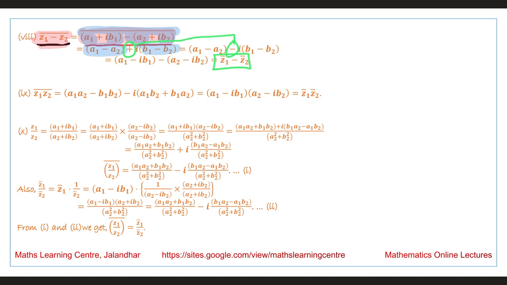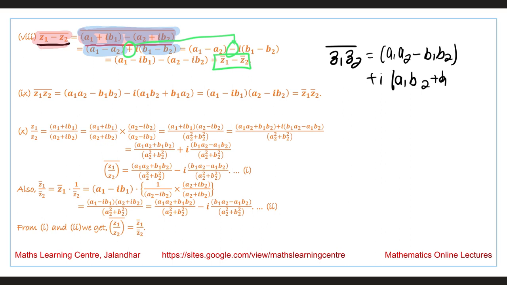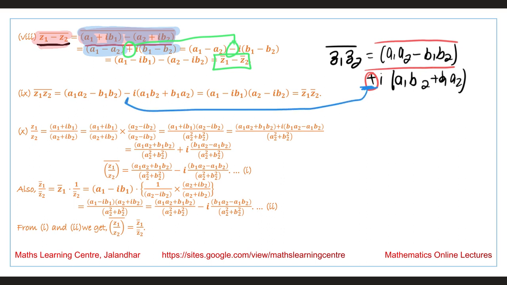Similarly, for the next case, we have (z1 z2) conjugate. If we write the value of z1 into z2, we know the value is (a1 a2 - b1 b2) plus iota (a1 b2 + b1 a2). If we take the conjugate of this term, this plus sign is replaced with a minus sign, and this term again we can write in this form, and this is equal to z1 conjugate into z2 conjugate.